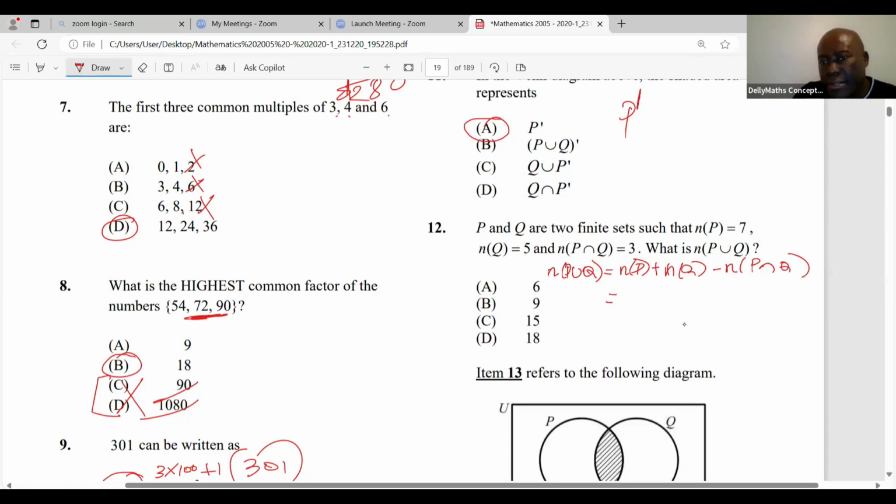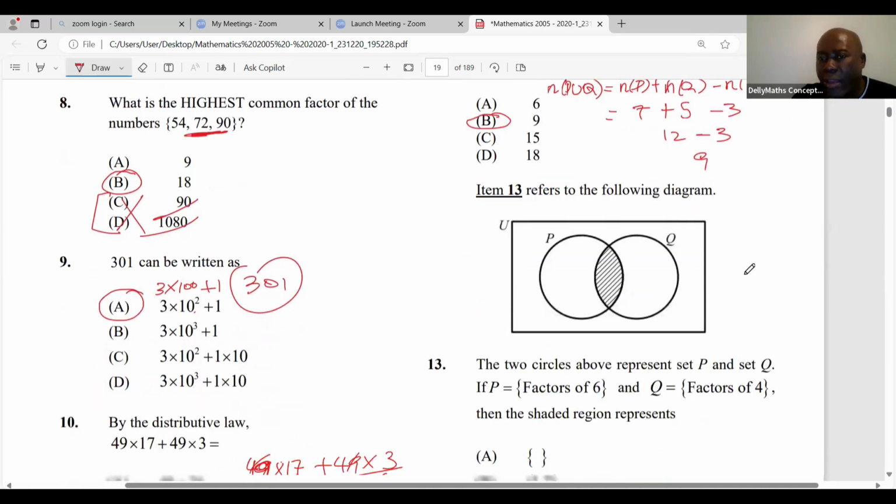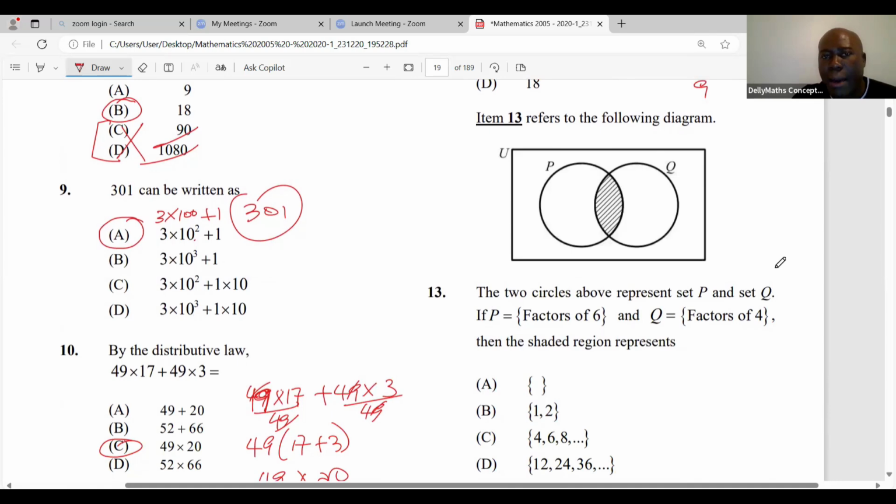So in this context, we're talking about 7 plus 5, and we're taking away 3. 12 minus 3 is 9. The answer is B for number 12. And we want to make sure that we have this, because this other question seems like it's one of the high repeating ones. Item 13 refers to the following diagram.